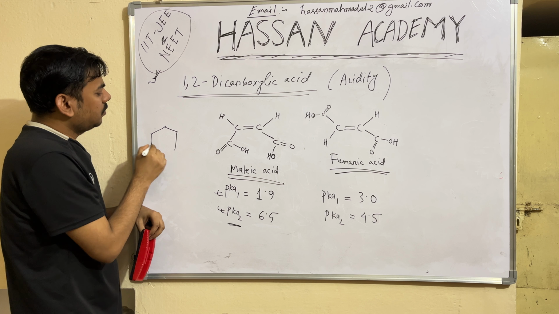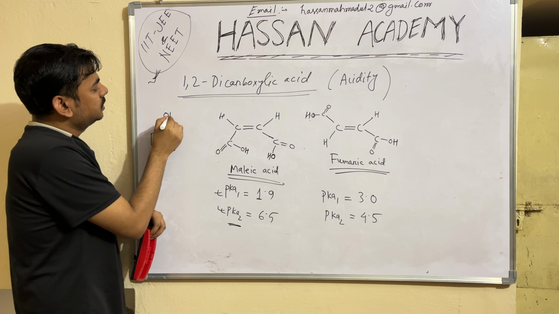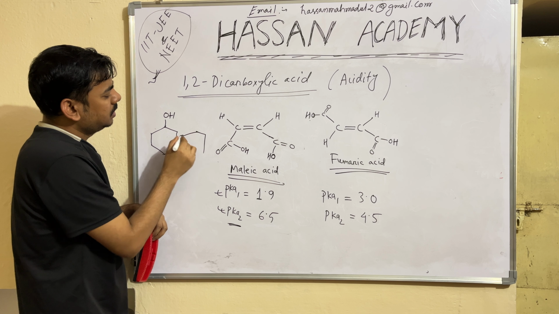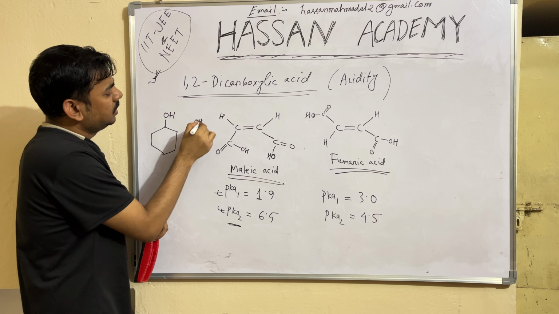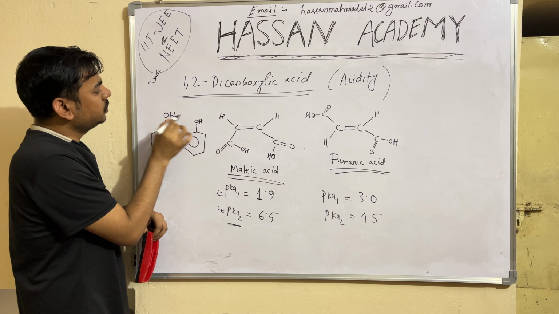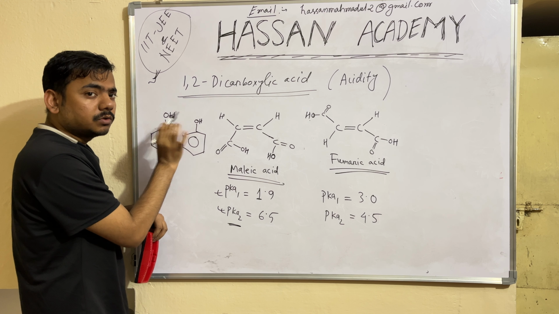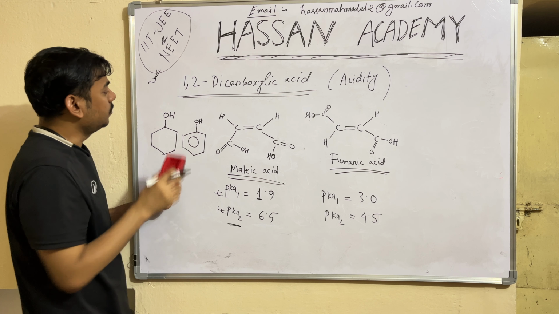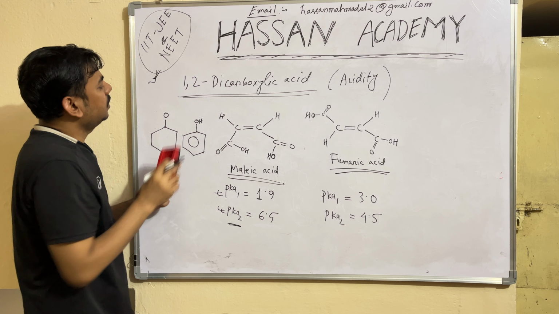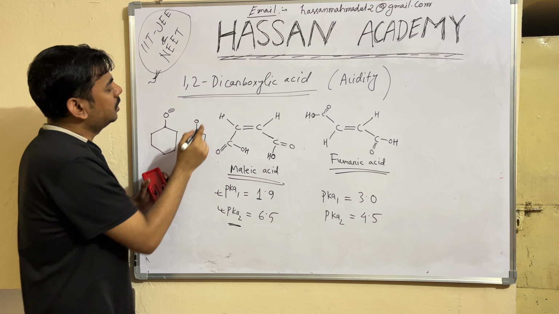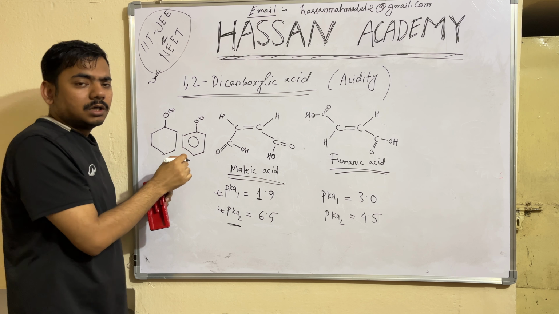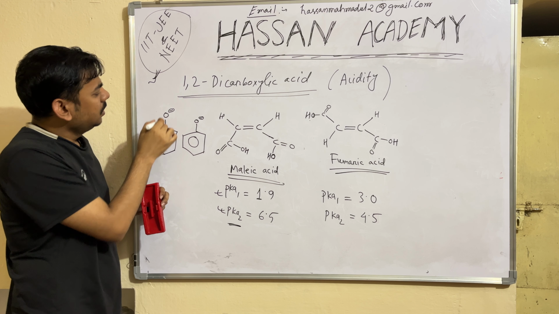Suppose we are taking one compound, cyclohexane OH. Then another compound, let's take benzene OH. If you see, here hydrogen is attached with oxygen, and here also hydrogen is attached with oxygen. They are attached with the same atom. But once I remove hydrogen from here, I get O minus, and once I remove hydrogen from here, I will get O minus, but with the benzene ring. This is called phenoxide. This is cyclohexane oxygen minus.